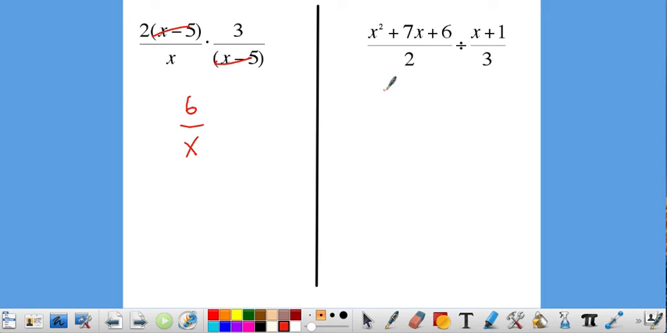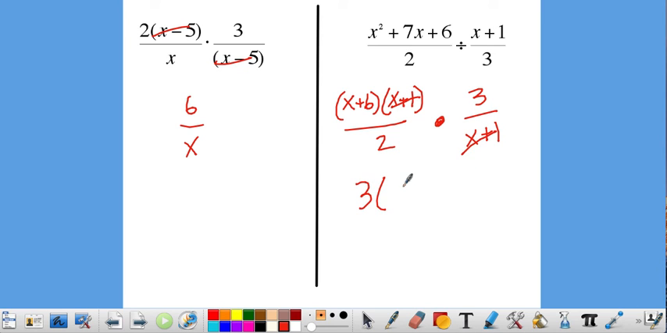Boom, done. Last example for the video, we have x plus 6 times x plus 1 when we factor that, over 2. Multiply by the reciprocal, 3 over x plus 1. x plus 1's cancel. We're left with 3 times x plus 6 over 2. And we're all done. And that's it for 8.4.